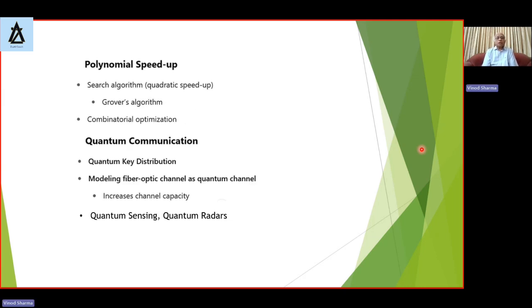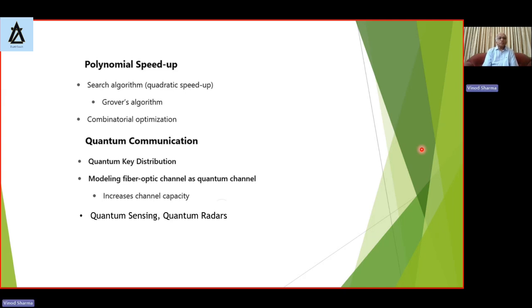In addition to those important examples where quantum computers can provide exponential speed up, there are examples where it may not provide exponential speed up, but it provides polynomial speed up. A very important example there is search problems for an unstructured setup. There is a quantum algorithm called Grover's algorithm. This provides quadratic speed up over any classical algorithm in this very important problem, and this can then be used also for combinatorial optimization problems.